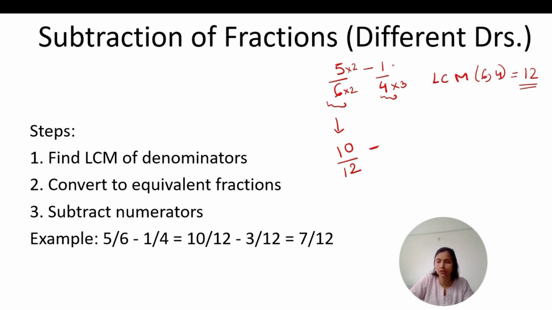Here also I need to transform it to a fraction whose denominator is 12. So 4 into 3 is 12. I need to multiply numerator also by the same number. Now since the denominator is same, I can simply subtract the numerator. So it will be 7 by 12.